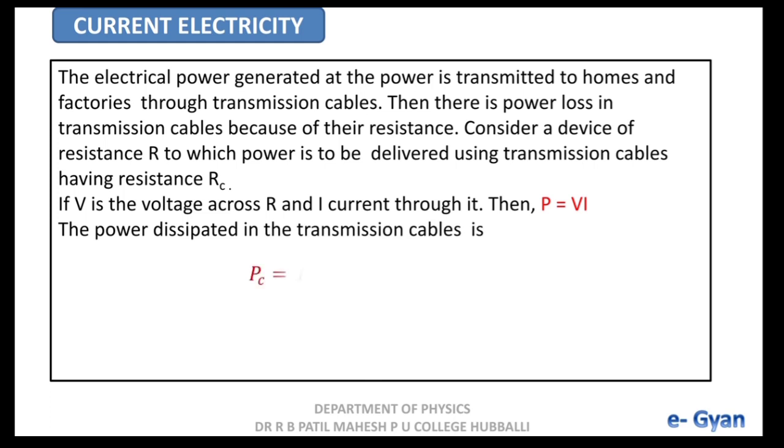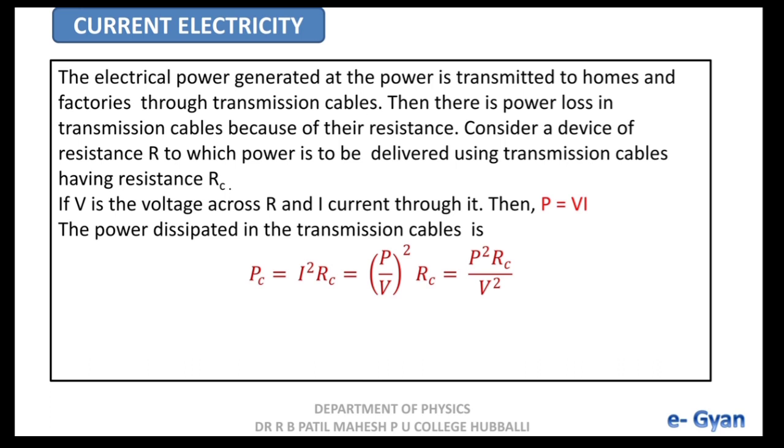The power dissipated in the transmission cable is given by PC is equal to I square into RC. This is the power loss in the transmission cable, and I am going to replace I by P divided by V. Then the equation becomes P divided by V whole square into RC, that is equal to P square into RC divided by V square.